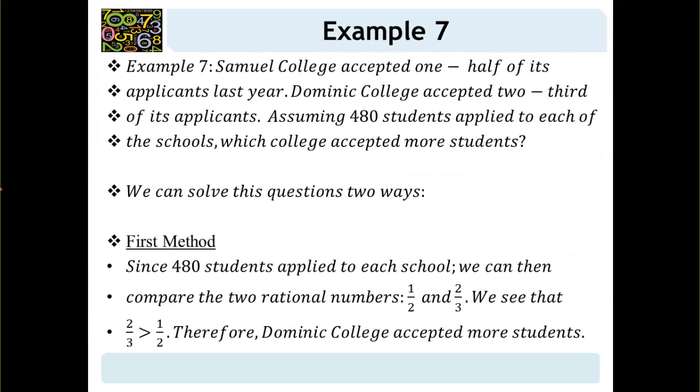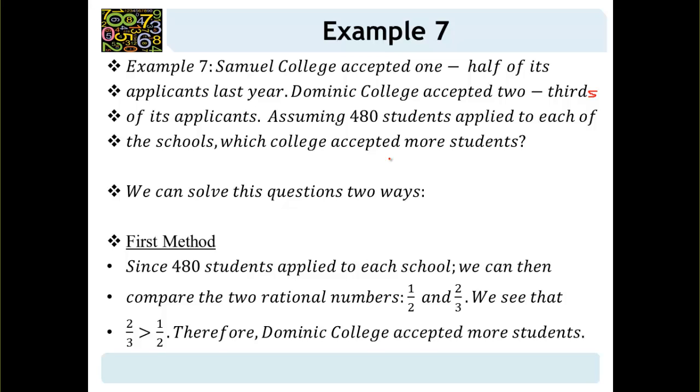which is greatest to least. Let's look at a real world application. Samuel College accepted 1/2 of his applicants last year. Dominic College accepted 2/3 of his applicants. Assuming 480 students applied to each of the schools, which college accepted more students?